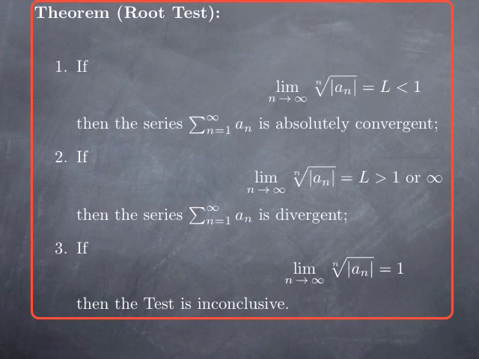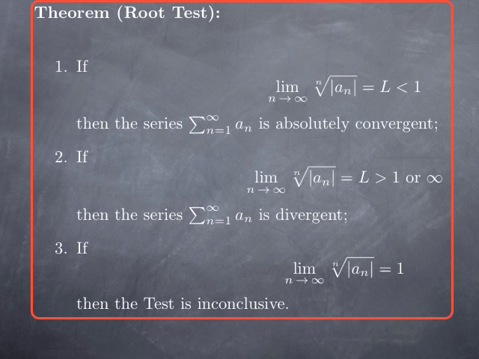So that gives us the root test, which is an alternative way of comparing our series with a geometric series. Instead of comparing by looking at the limit of the ratio of the absolute value of a_{n+1} over a_n, we look at the limit of the nth root of the absolute value of a_n. But at the end, we use the same kind of conclusion comparing with a geometric series.